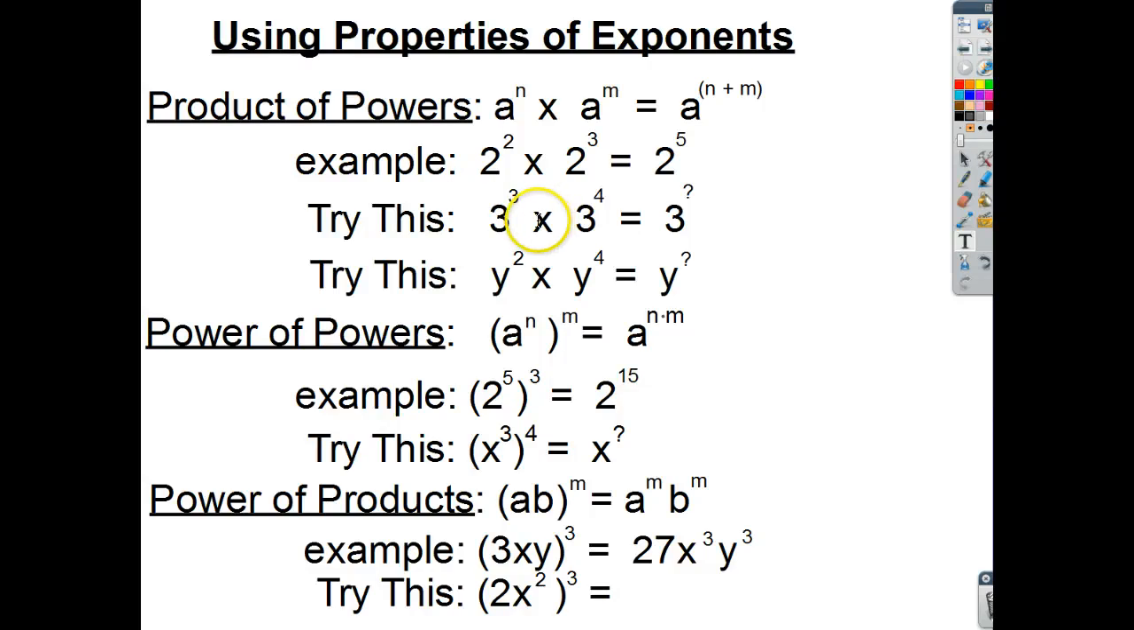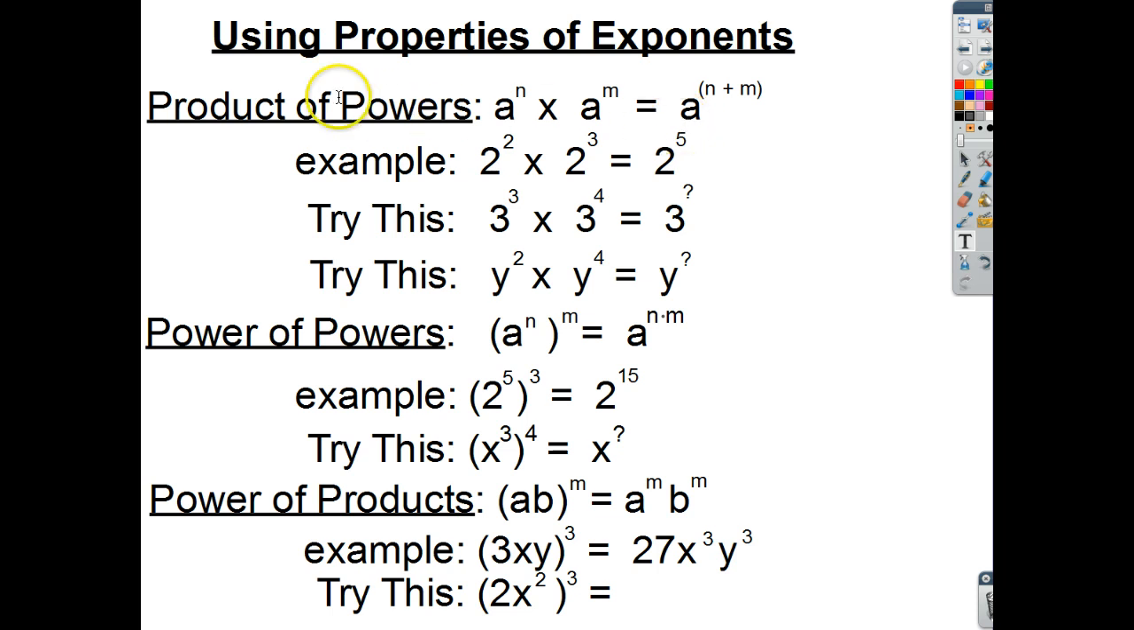Alright, today we're going to take a look at using properties of exponents. In our book it's section 6.1. My class, I'd like for you to copy down these labels and the general example of each of these.